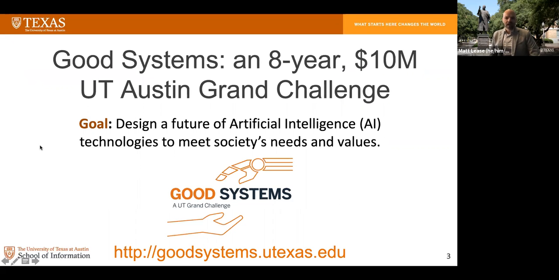So at UT Austin, I'm on the leadership team of an 8-year, $10 million grand challenge we have across the whole university about trying to design a future of artificial intelligence technologies to meet society's needs and values. And so, as I said, this is a university-wide initiative with a lot of great things happening. And so in some sense, you'll see the work that I'm doing with content moderation, for example, as sort of trying to think about ways in which we can make sure we're doing things that are supporting people in the kind of work they do.